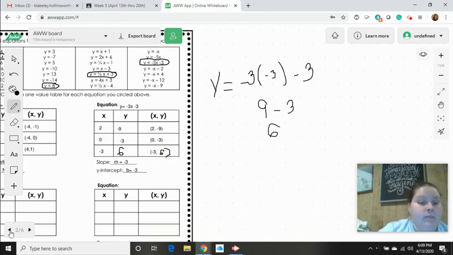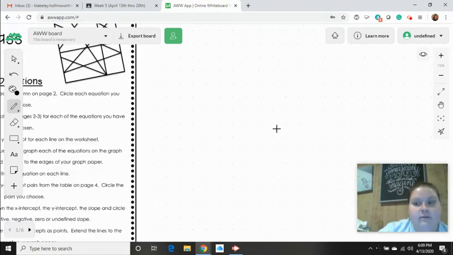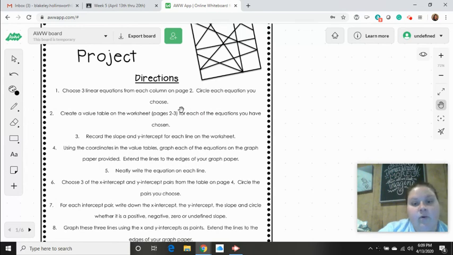Go back to our slide. You got to do that for 2 more equations in each column. The next says to create a value table on 2 and 3. And that's what we've done. We've recorded our slope and y-intercept for each line.